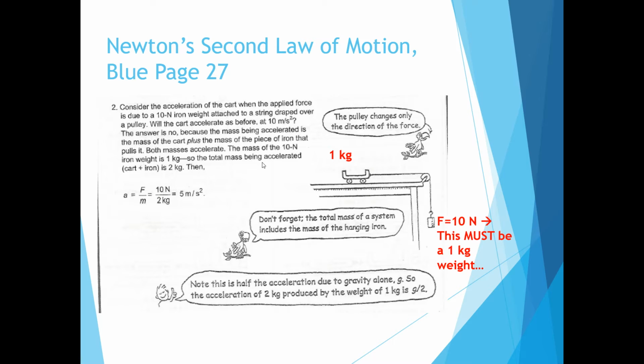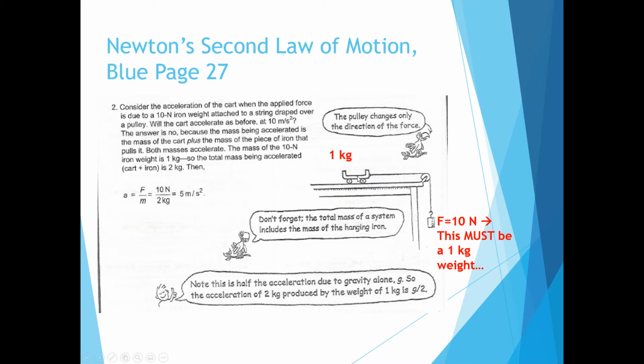For number 2, it says consider the acceleration of the cart when the applied force is due to a 10 Newton iron weight attached to the string draped over a pulley. Will the cart accelerate as before at 10 meters per second squared? We need to figure out the information. At this point, the force is 10 Newtons, and this must be because there's a 1 kilogram weight here, because we already know that weight equals mass times g. From that, we can figure out the mass here is 1 kilogram. There's also 1 kilogram here at the cart.